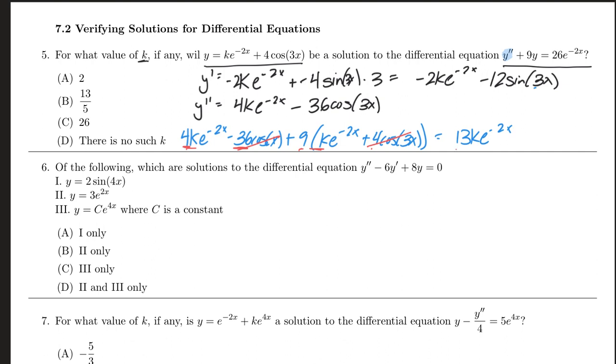I want this to be equal to the right-hand side of this equation, so I know it's a solution. How do I do that? Well, I have 13k of the e's. I can even cancel out these e's to make it simpler. So if 13k equals 26, then k has to be 2. So just take your derivatives correctly, remember k is a constant so it just stays when you take these derivatives, and then figure out what that k value would be at the end.